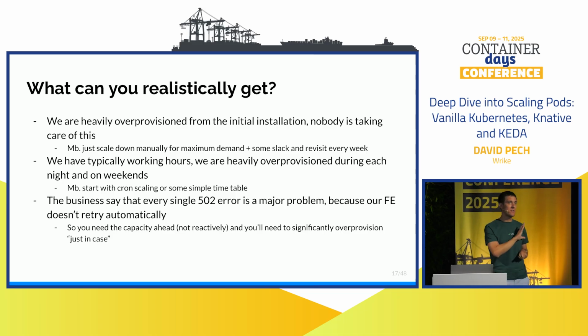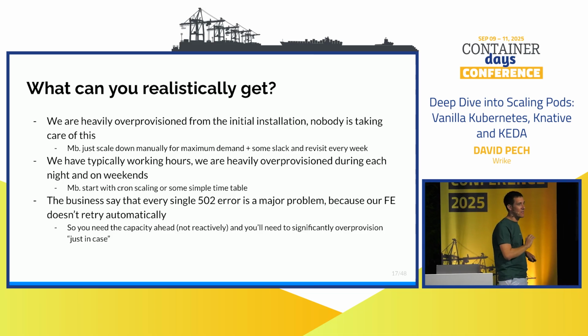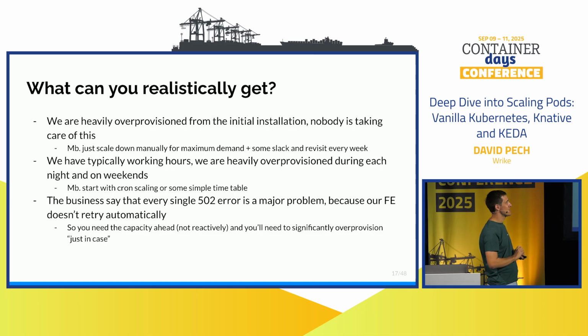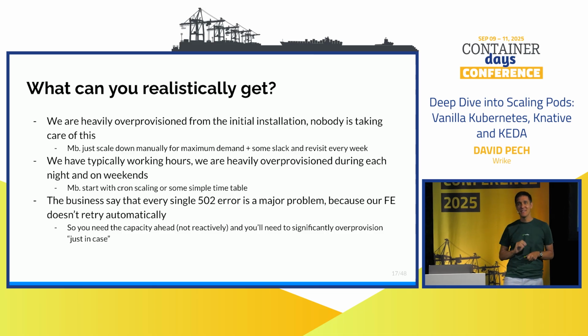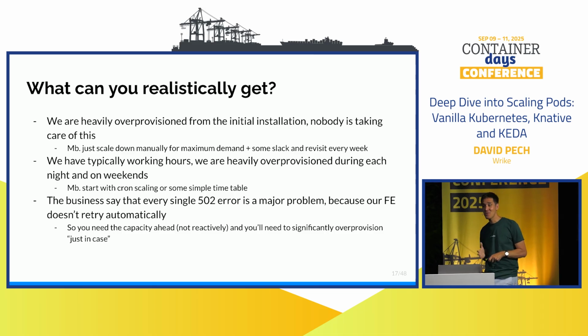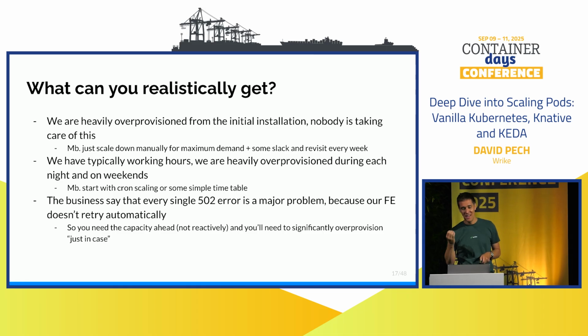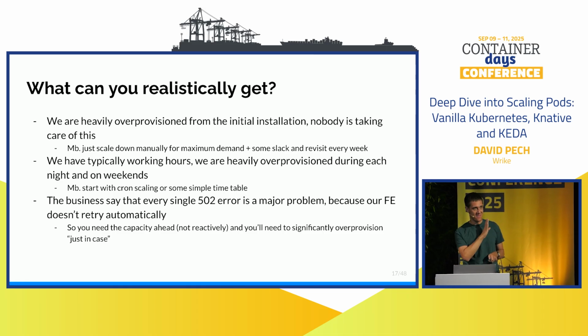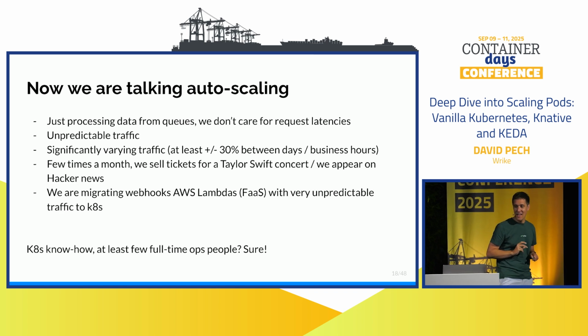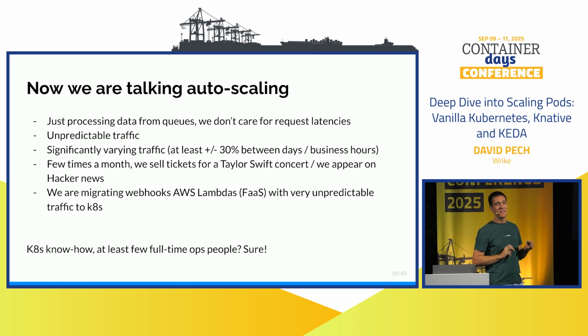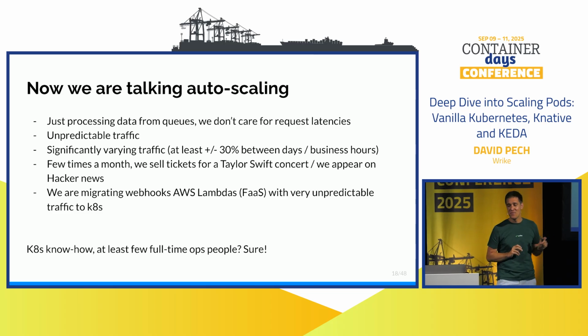But let's imagine the scenario where the business says that any error is a major problem. And this is heartbreaking, meaning that you cannot do much about it, right? You need to scale, you need to be prepared, and you cannot take any error. It's of course not going to happen, but at least the business says so. So these are some of the scenarios that I would say are suitable for autoscaling.